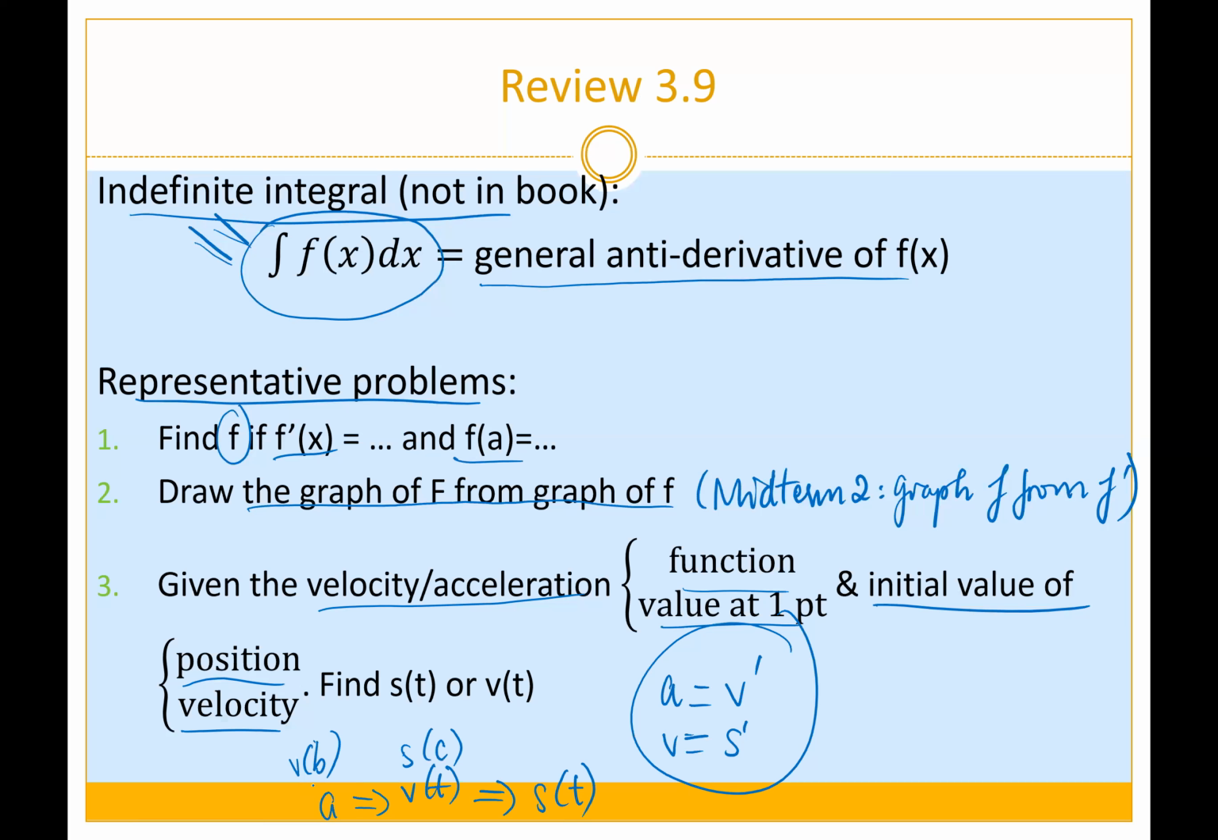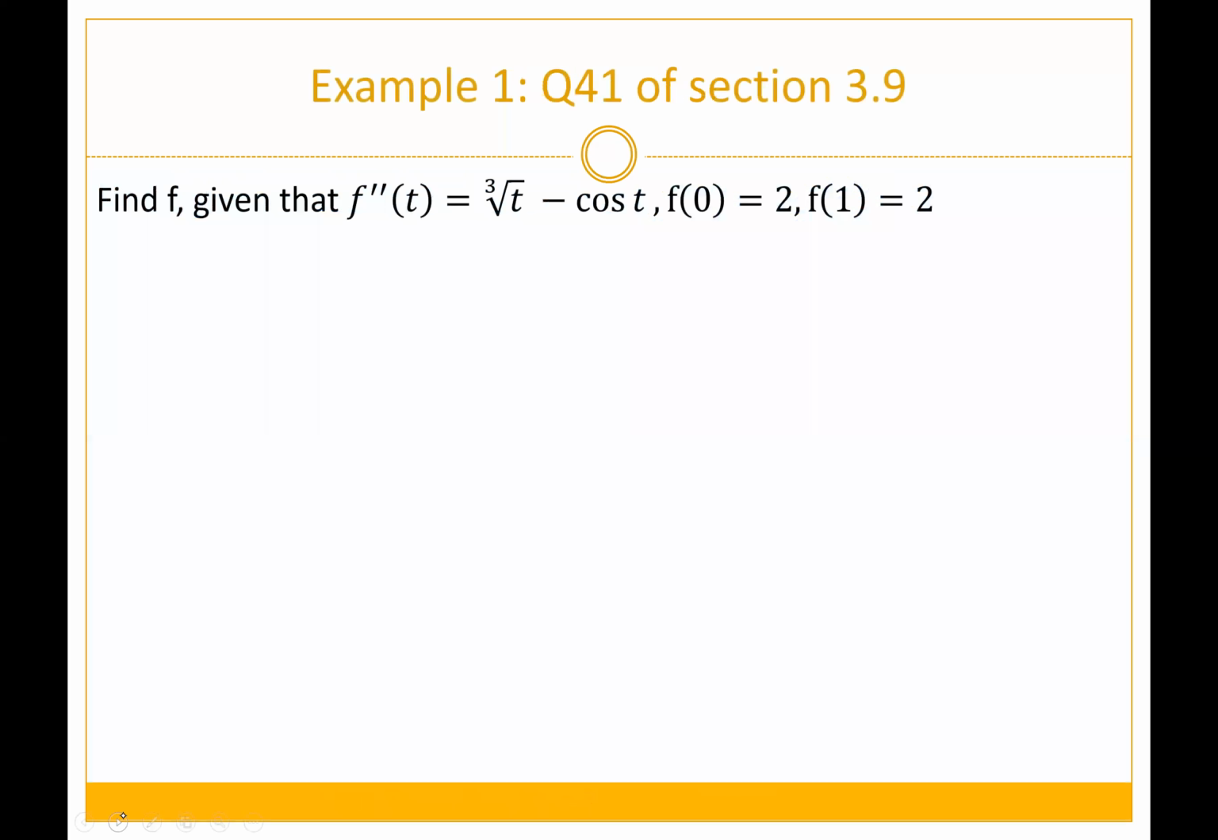It's not hard. It's just a new concept, and most of you might not have touched on it in your high school calculus, so it can take a while to understand. So the first example is question 41 of section 3.9. Find f, given that the second derivative is the cubic root of t minus cosine t.